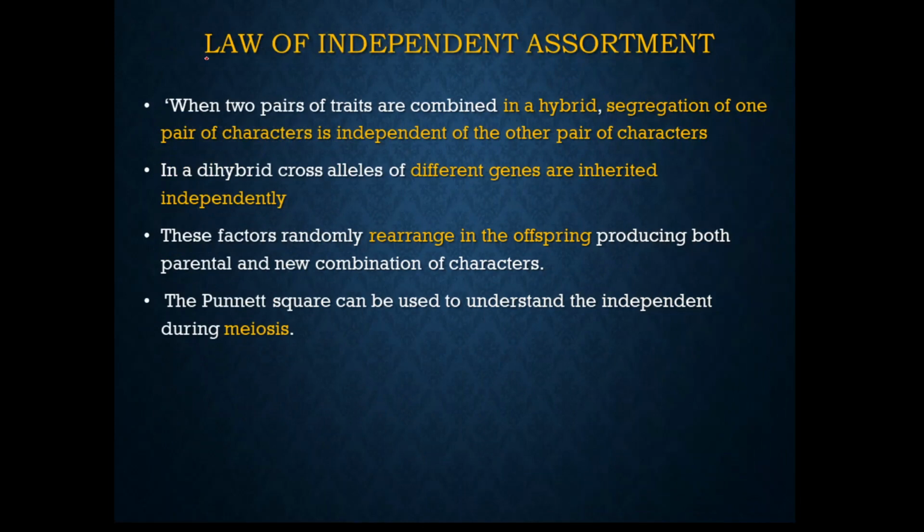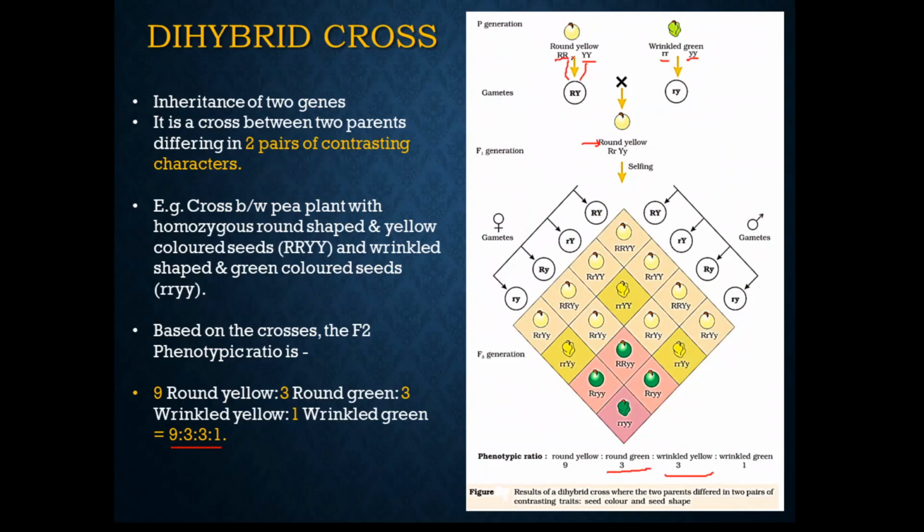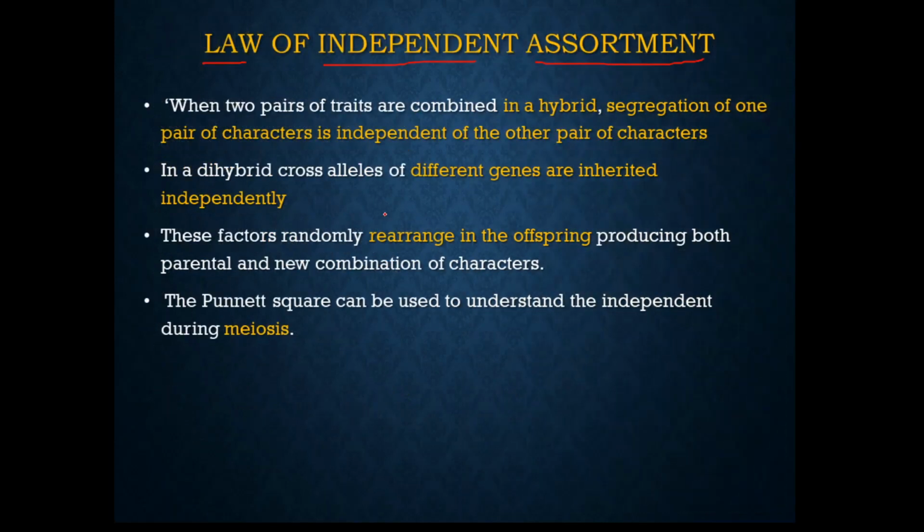Thereafter Mendel proposes the law of independent assortment. Assortment means separation or segregation. So here he proposes that when there are two pairs of traits, meaning two different characters combined in a hybrid, the segregation of one pair of characters is independent of the other pair. Here, round and yellow are two pairs of characters, but when they are combined together, they are not going to stay together. They are going to segregate independently and form new combinations. This is what the law of independent assortment speaks of.